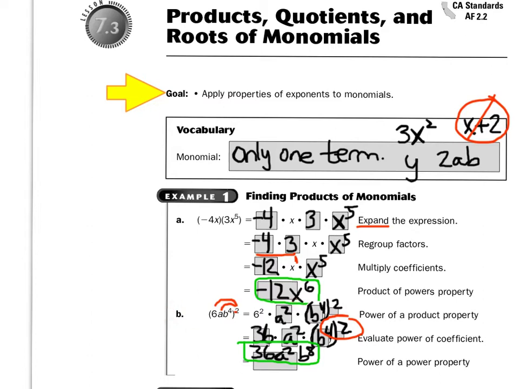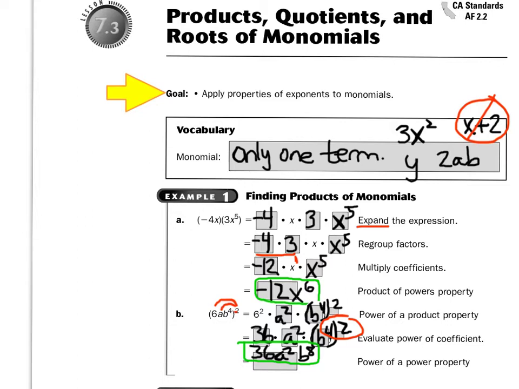Okay, take a look at b. Let's say I had in parentheses 6ab to the fourth power, all raised to the second power. Well, remember, this is the one where we want to draw the rainbows. So I'm going to draw a rainbow from the 2 to the 6, from the 2 to the a, and from the 2 to the b to the fourth. So I write 6 to the second power times a to the second power times, and notice how I leave b to the fourth in parentheses, all raised to the second power.